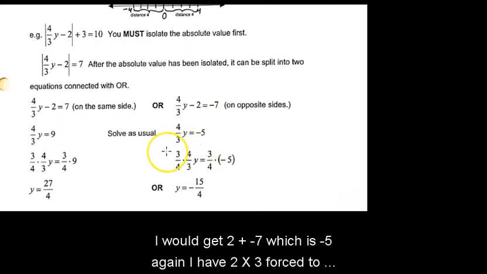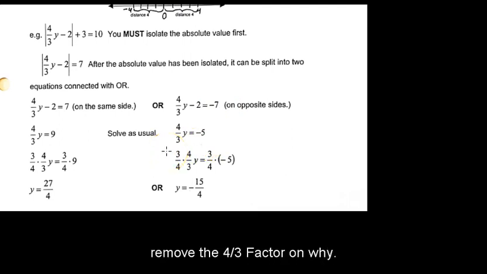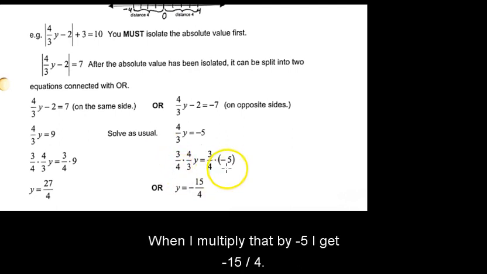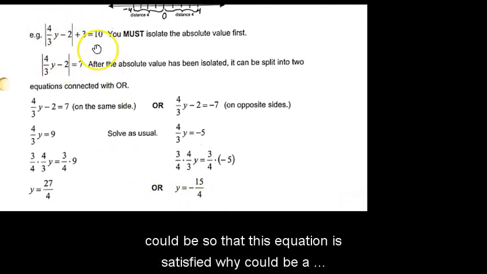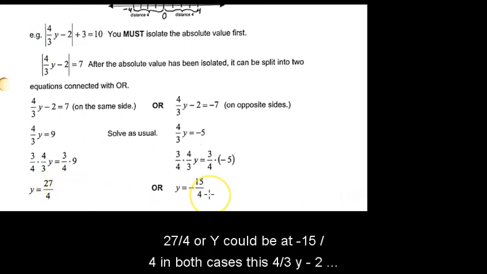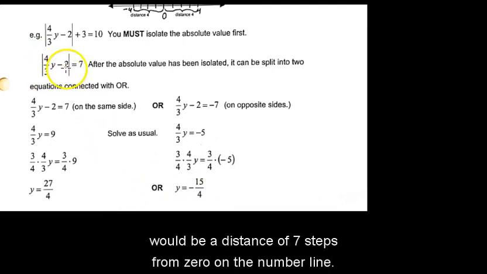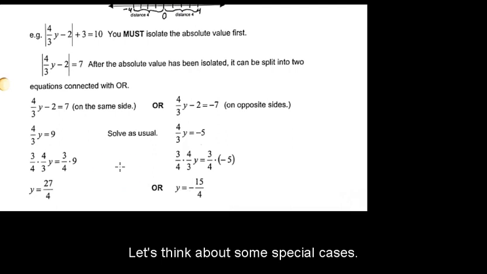Again, I have to multiply by 3/4 to remove the 4/3 factor on y. When I multiply that by -5, I get -15/4. That means there are two possible places where y could be so that this equation is satisfied. Y could be at 27/4 or y could be at -15/4. And in both cases, this 4/3 y minus 2 would be a distance of 7 steps from 0 on the number line.